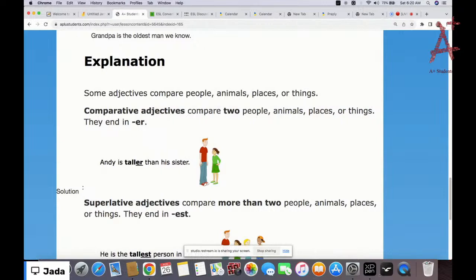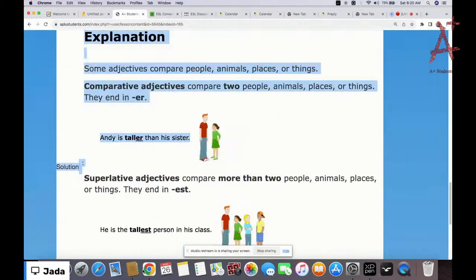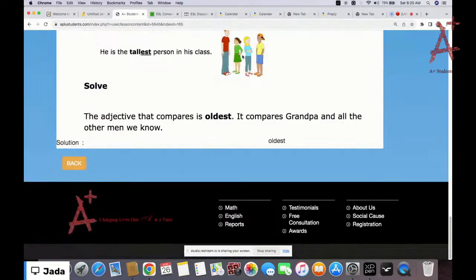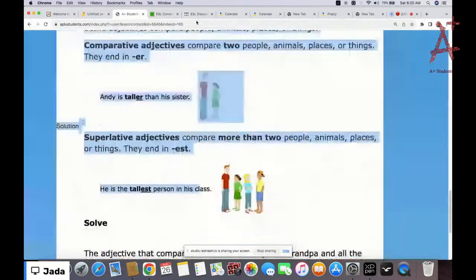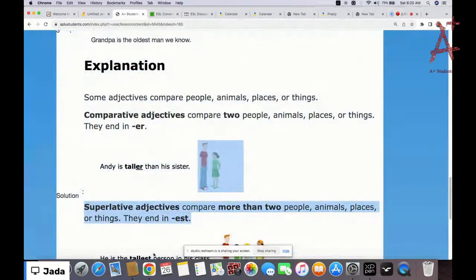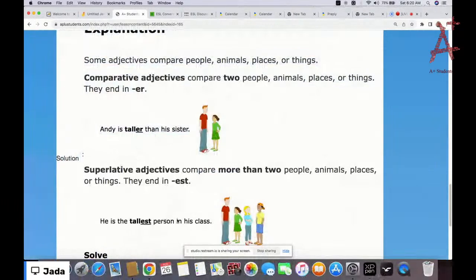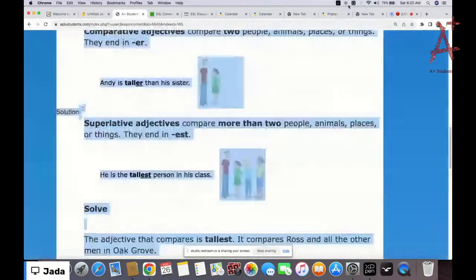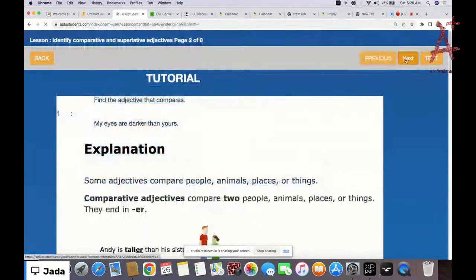So it's comparing two people. Andy is taller than his sister. We have the example of Andy and his sister, and Andy is taller because it's comparing between Andy and his sister. Now this one is comparing between the classmates. So the one in red is the tallest. He's the tallest among everybody in the class. Okay? So that's it. Let's see some more examples before we move on to the test.